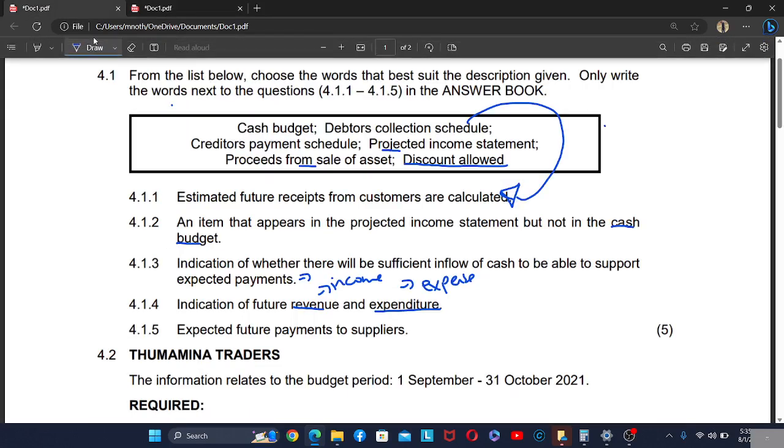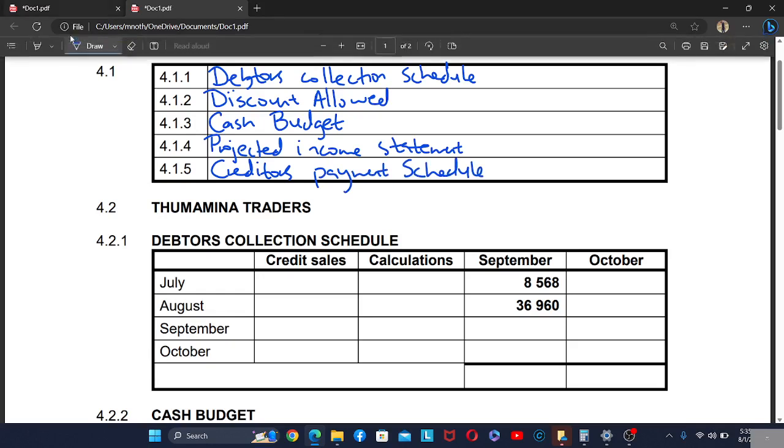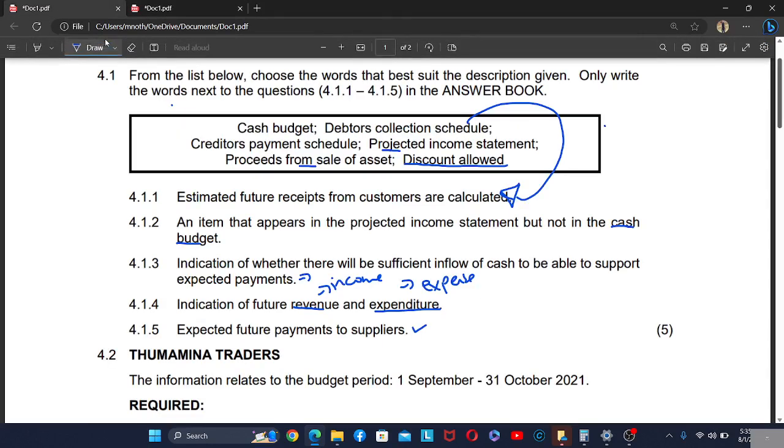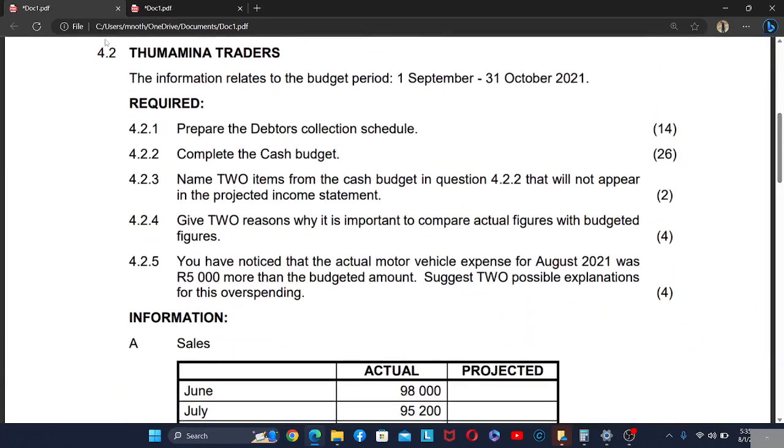4.1.5, expected future payment to suppliers. This is a creditor's payment schedule. Remember, the business prepares the creditor's payment schedule in order to see how it is going to pay its creditors or its suppliers in the future. So let's go to 4.2 now. The information relating to the budget period from 1 September to 31 October 2021.